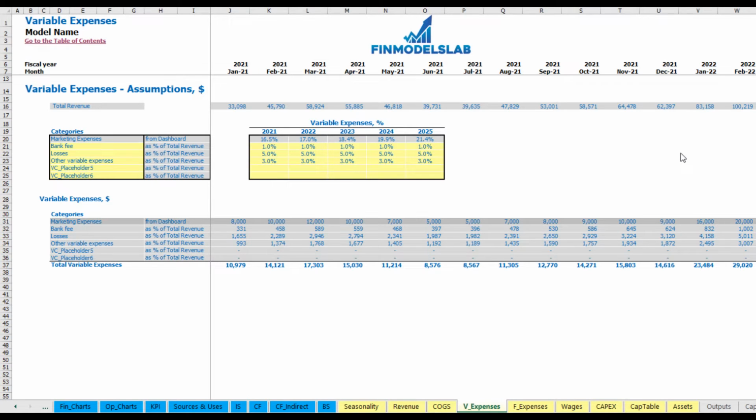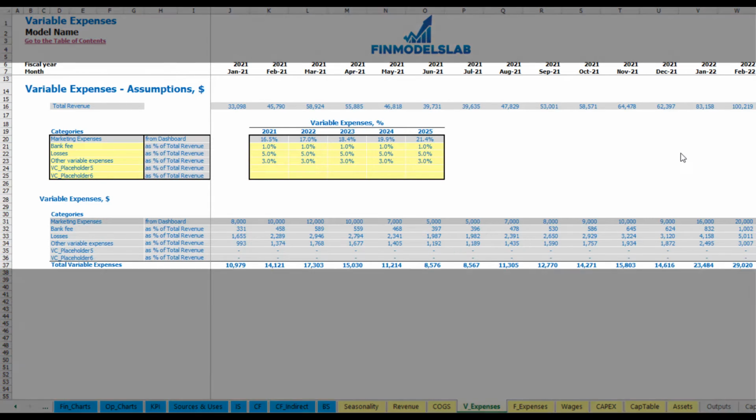On the Variable Expenses tab, you may set up your variable expenses line item names as well as drivers. So here you have the categories or line item names. You can see up to 6 categories. One is predefined, which is gray: marketing expenses. This line item we already set up on the dashboard, and we can see the marketing expenses as a percentage of revenue by years calculation, which is gray.